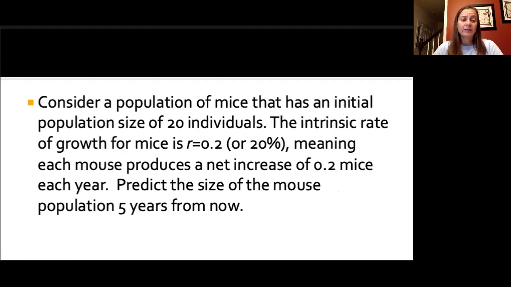So let's do a practice problem. If we have a population of mice that has an initial population size of 20 individuals, so our n sub naught is going to be 20. The intrinsic growth rate for mice is 0.2 or 20%. And it asks us to predict the size of the mouse population 5 years from now. Okay, so we have R is 0.2, T is 5, N sub naught is 20, and E is 2.7.